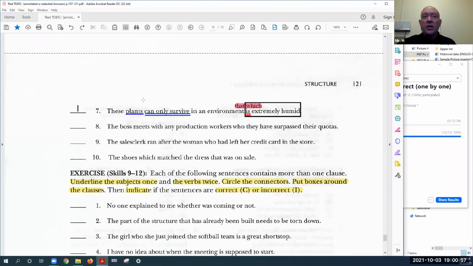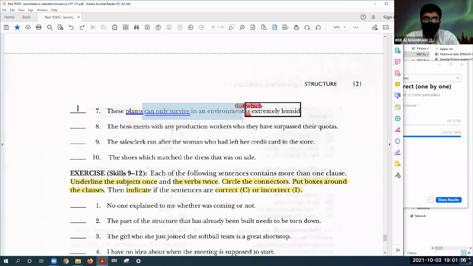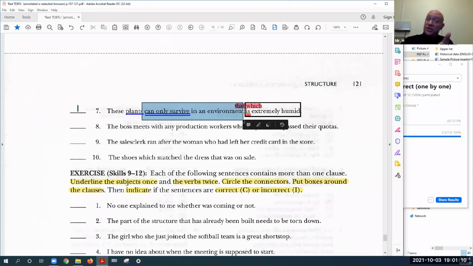Or do you think this is the clause? Yeah, the adjective clause. You think that's the adjective clause? I think it is. All right. I understand what you're saying, but Al-Shamari, let's think of this. All right.